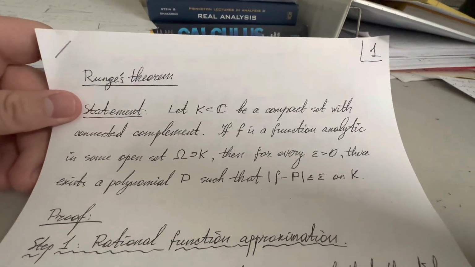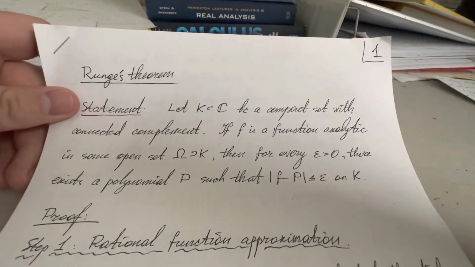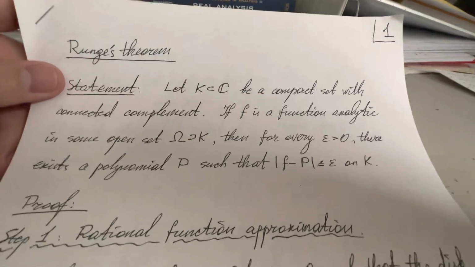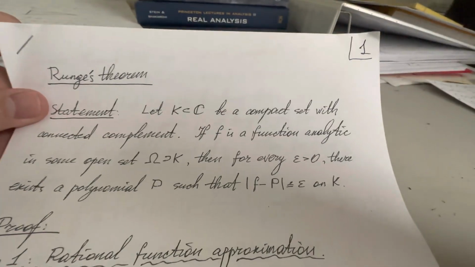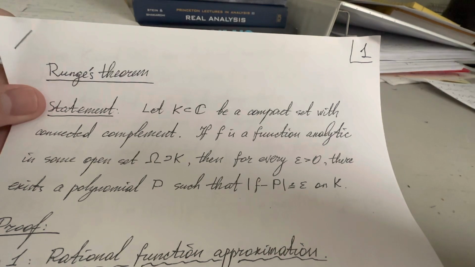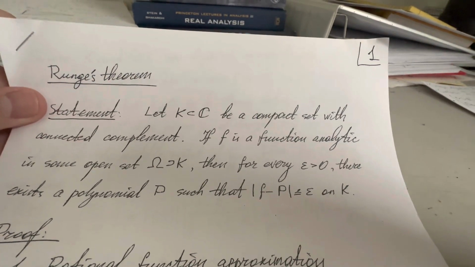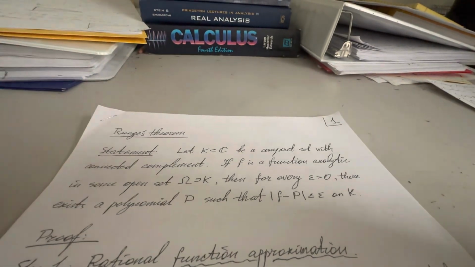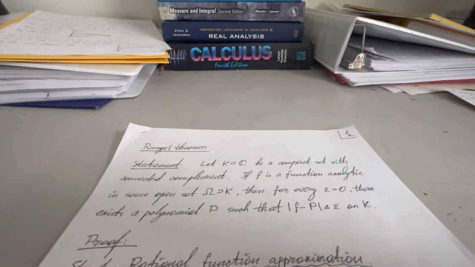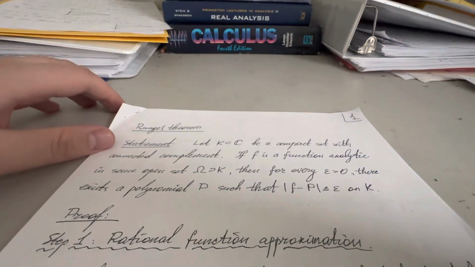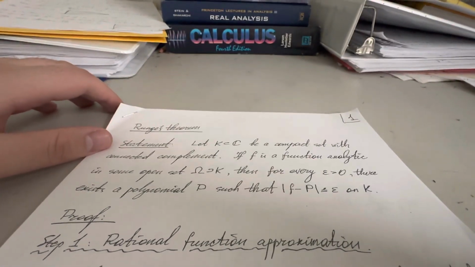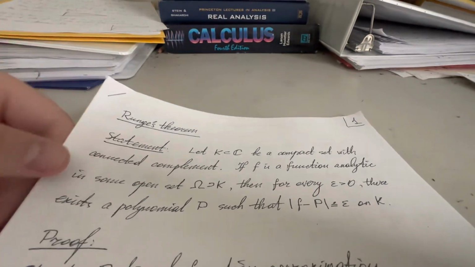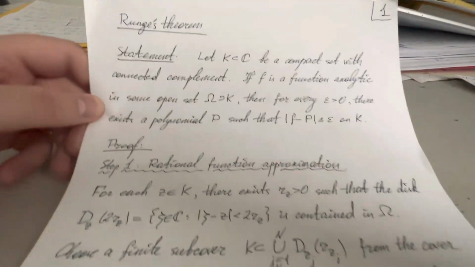If f is a function analytic in some open set omega that contains K, then for any epsilon greater than 0, we can find a polynomial p such that the difference between f and p is within epsilon on the compact set. So in other words, you can approximate an analytic function arbitrarily closely with a polynomial on a compact set that you're given. That's more or less what Runge's theorem is about.